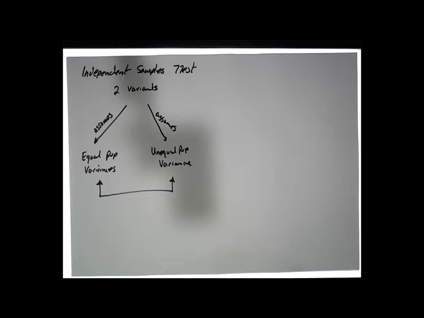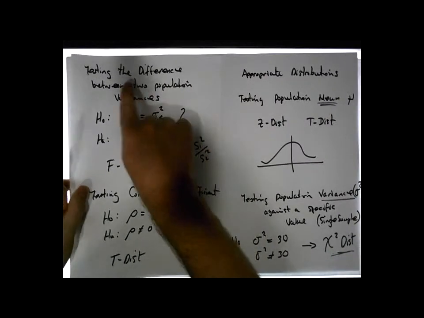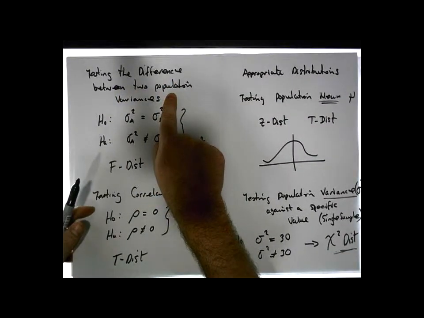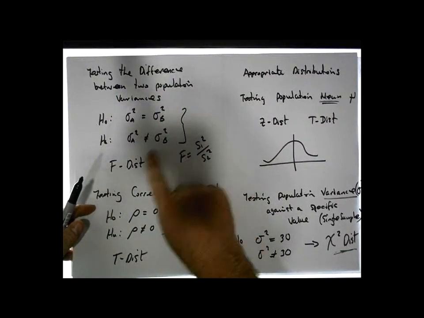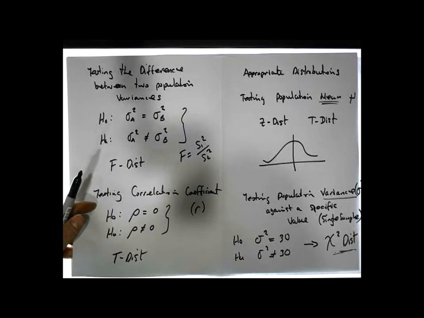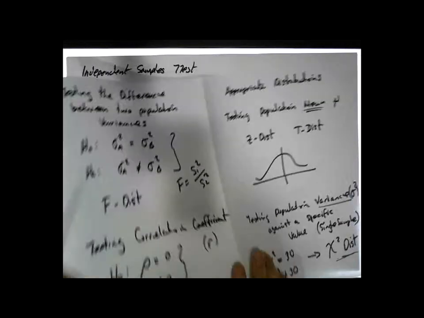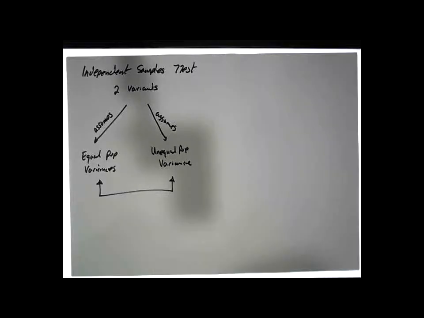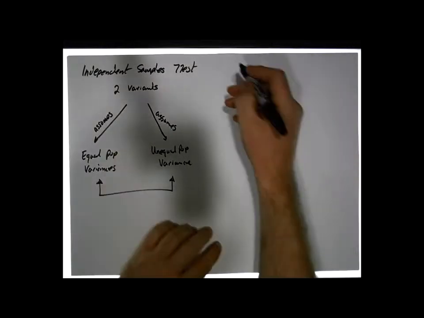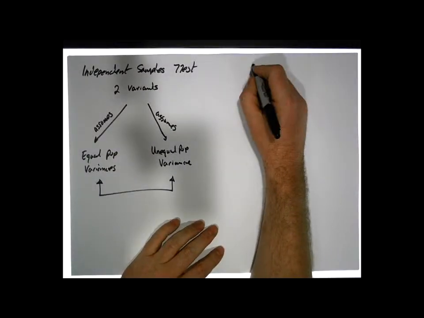If I go back here to what we said about testing for variances: if I want to test for the difference between two population variances, I need to do a hypothesis test, and the distribution associated with that is an F distribution. So effectively, what we need to do is test whether our variances are equal or not equal. So the steps I'm going to follow now are these.